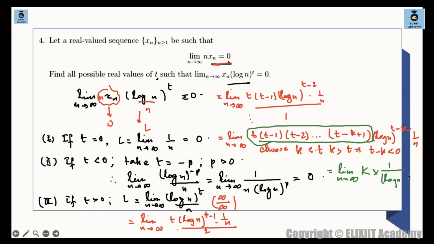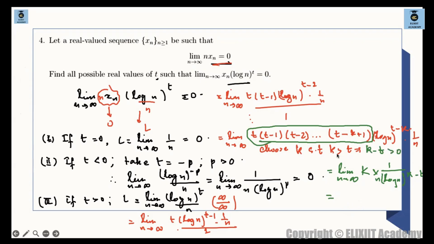t minus k is negative. So k minus t is positive. Once you bring this down, this will become k minus t, and one more n is remaining. So n times log n whole to the power of k minus t. And don't you think as n tends to infinity, this will tend to 0 only, because k minus t is positive. t minus k is negative, so k minus t is positive.